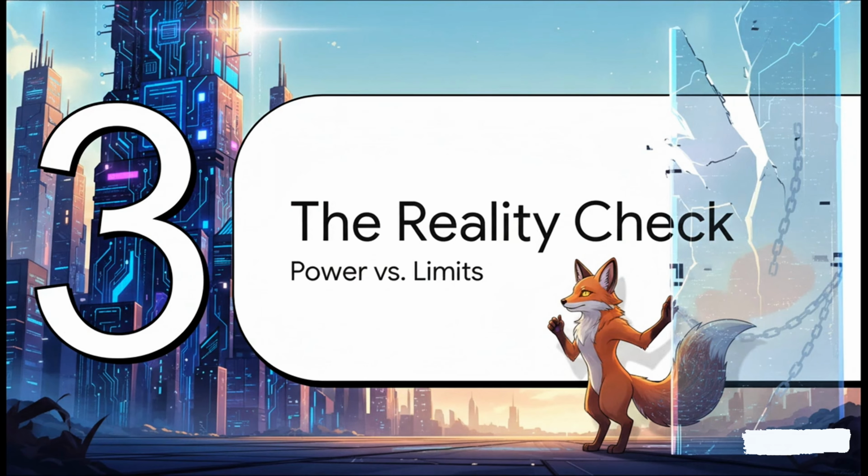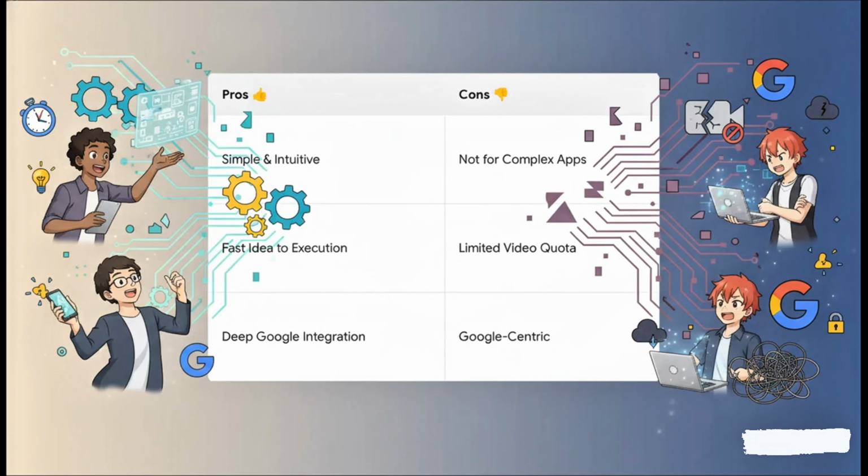Now, as incredible as all this sounds, we do need a little reality check. It's so important to remember what Opal is and what it isn't. It's an experimental tool, which means it definitely comes with some limitations. So on the plus side, it's unbelievably simple and fast. You can go from an idea in your head to a working app in minutes with zero code. But on the downside, you're not going to build a real-time, super complex piece of software with this. Your video generation is also limited, and, well, you're pretty much working exclusively inside Google's world.